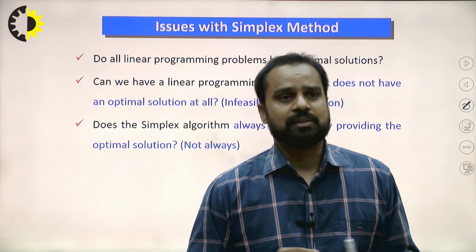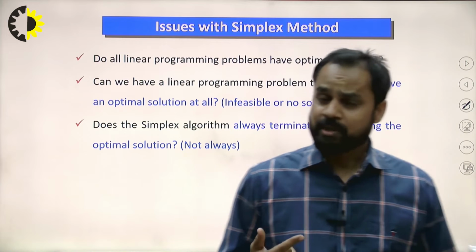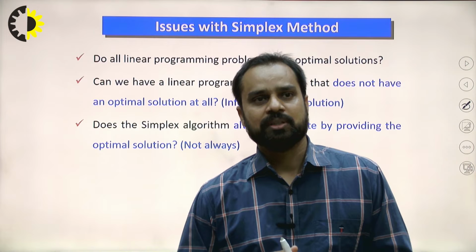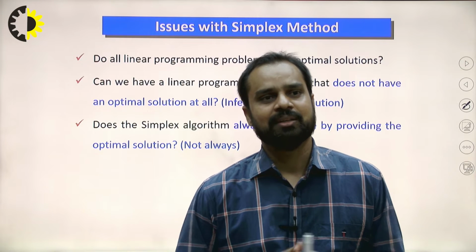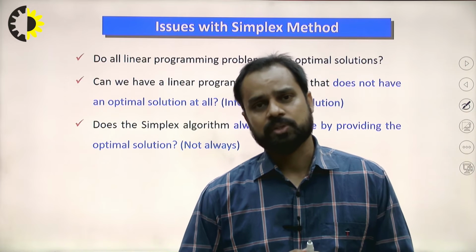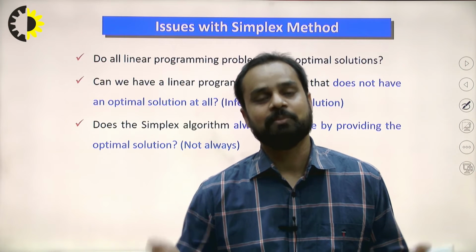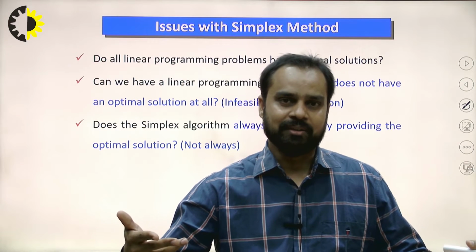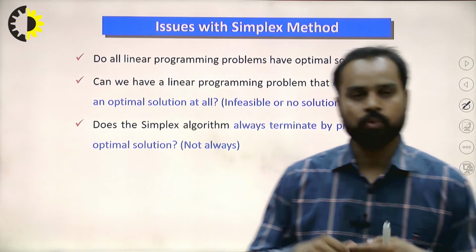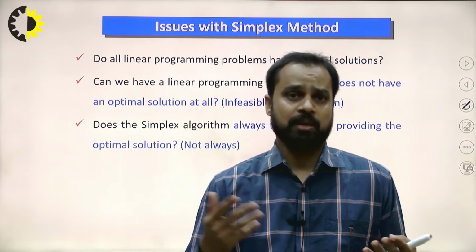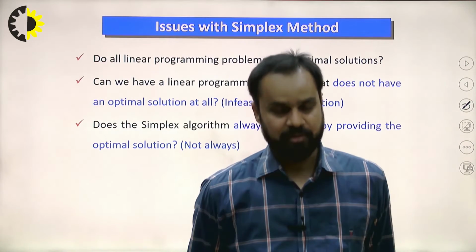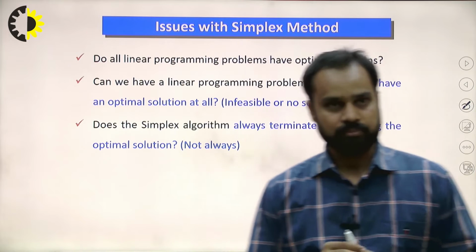Another question arises: does the simplex algorithm always terminate by providing the optimal solution? The second issue with this simplex method is exactly that. So not always. There may be a possibility the method shows termination, but still further iterations are required to get the optimal solutions. That type of situation we can see in case of multiple optimal solutions, or in case of degeneracy, right?